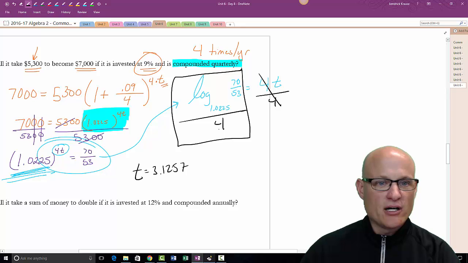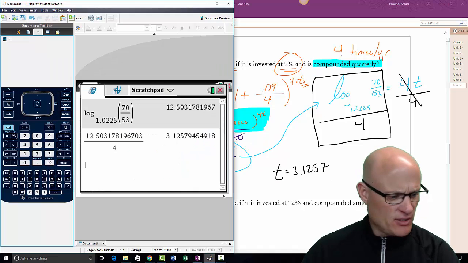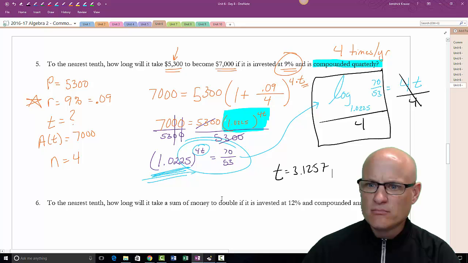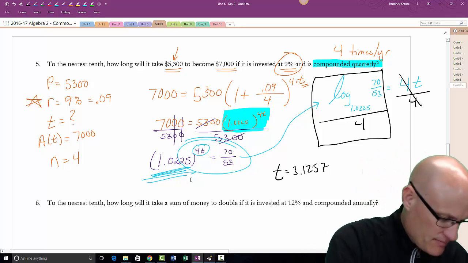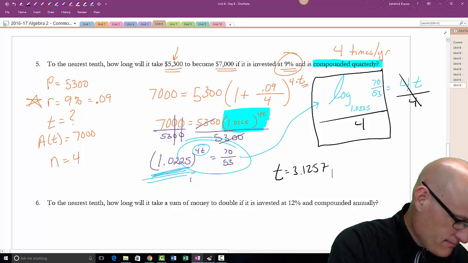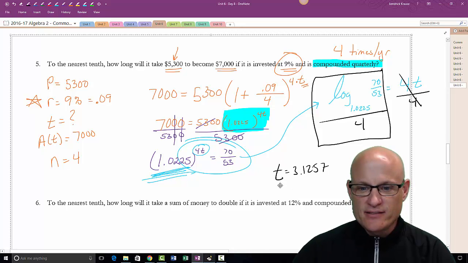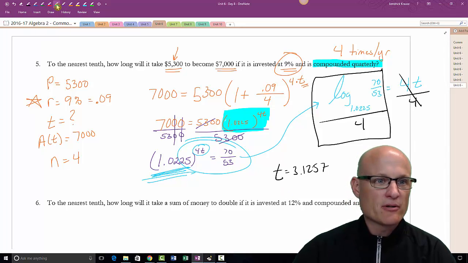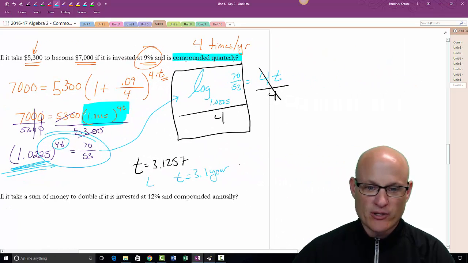So t equals 3.1257, rounded to the 10th. Did I mess up? Oh, I messed up on my answer key. All right, so round to the nearest 10th. What happened to my pointer? t equals 3.1 years. And that's probably right behind my head, so 3.1 years.